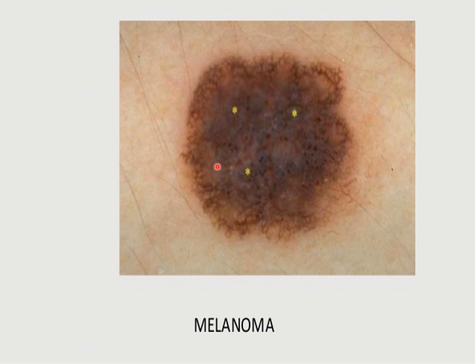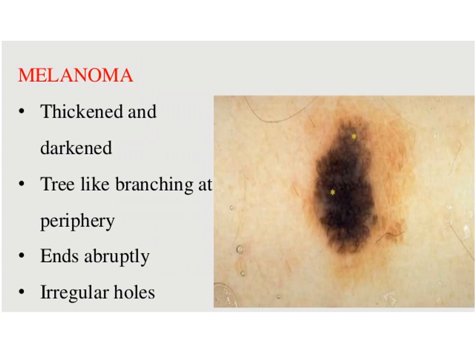Check spots for benign or malignant process. For example, melanoma is characterized by a specific picture. We can see tree-like and dark spots inside, thickened and darkened. Tree-like branching that ends abruptly at the periphery, irregular folds. This is characteristic.